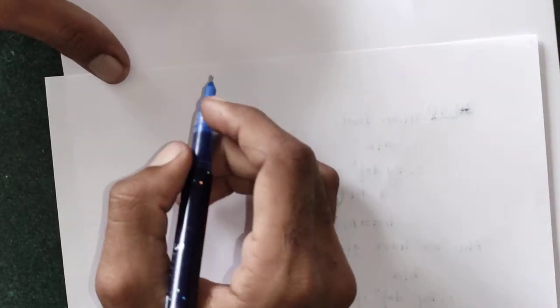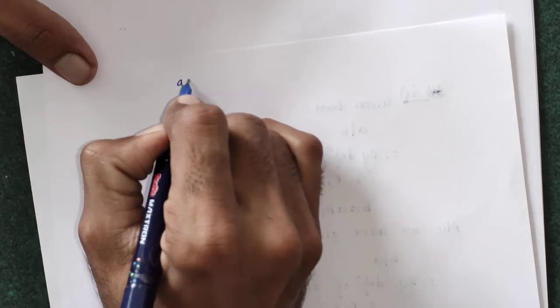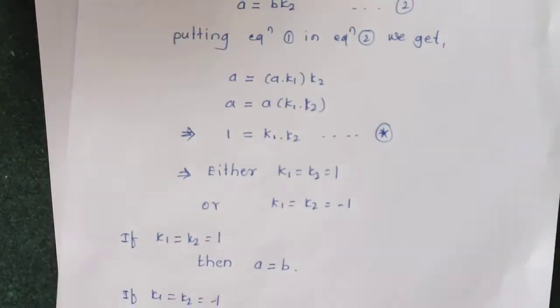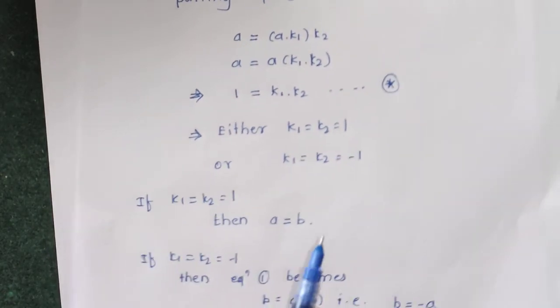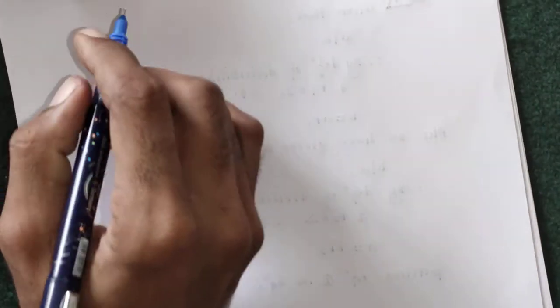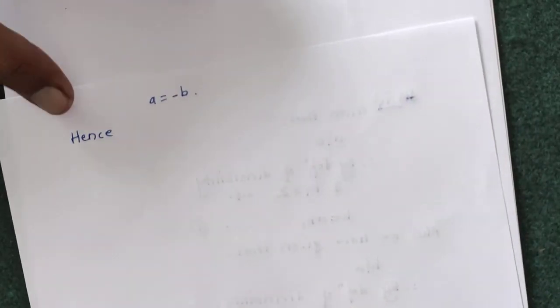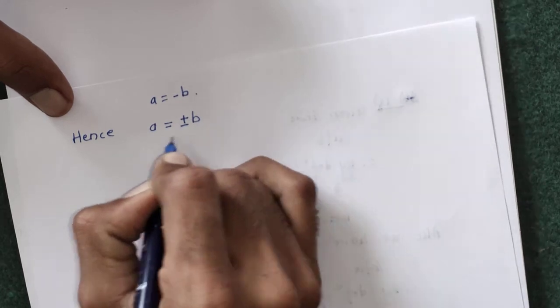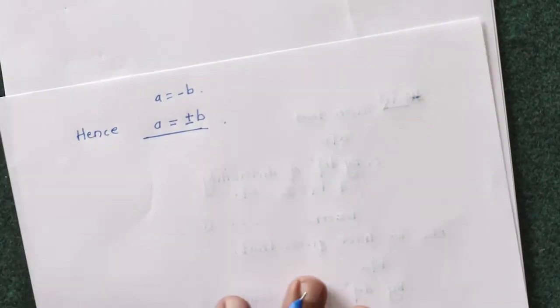Equation 2 becomes A is equals to minus B. Therefore, from these two cases we get either A is equals to B or A is equals to minus B. Hence A is equals to either plus B or minus B. This is the proof of our fourth statement.